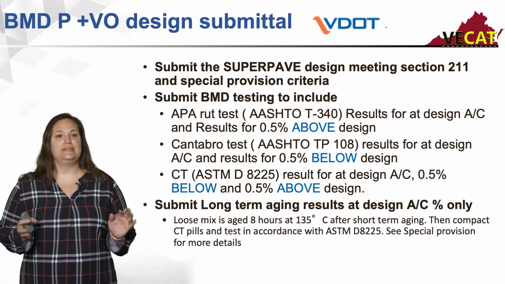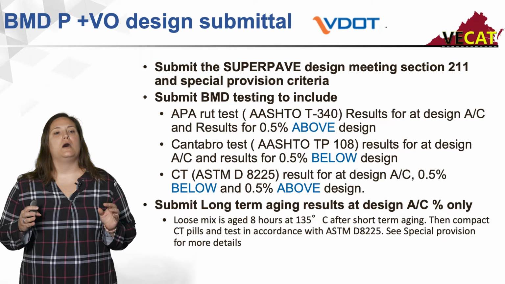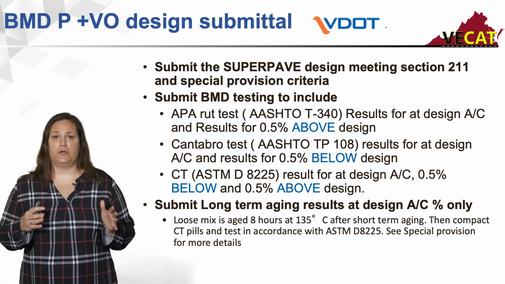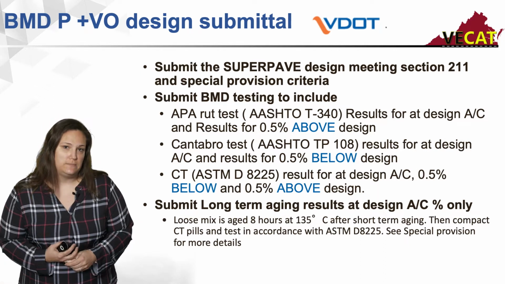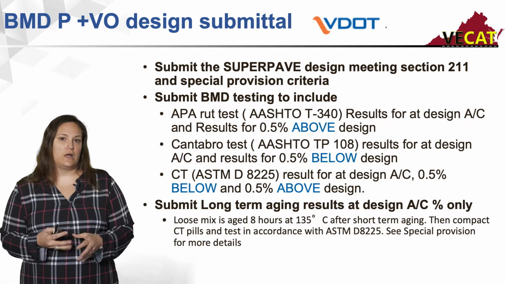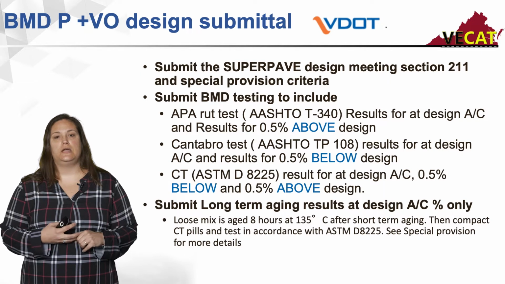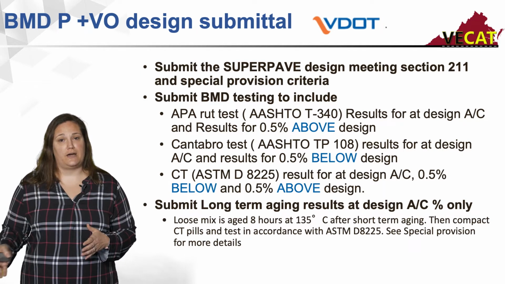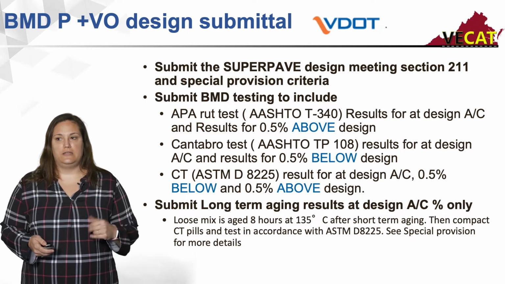With your CT, a lot of work with this one, it's critical. So you have to do it at your design, 0.5% above and 0.5% below. In addition, you have to do your long-term aging, where you age your loose mix for 8 hours at 135. Then you would compact your CT pills and follow that ASTM 8225, where you condition them for 2 hours, and then you would break them.